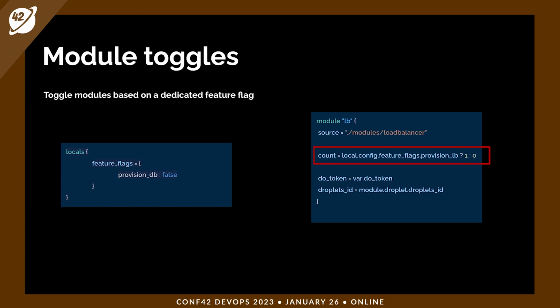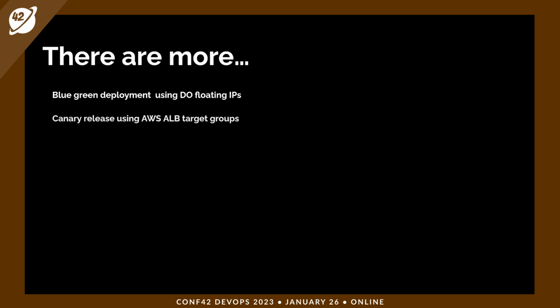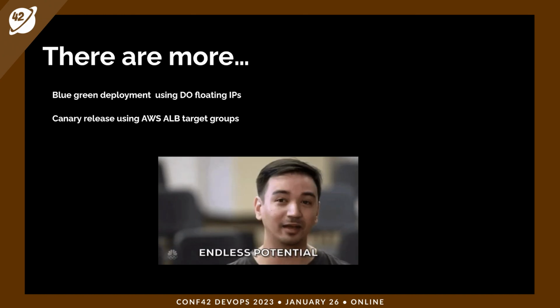The usage is similar to implementing feature flags in a resource. We created a dedicated flag, but instead of passing it to a resource level, we pass the flag directly to the module. And if the flag is set, it will provision the resource. There are other ways you can leverage feature flags, like using them for blue-green deployments using floating IP in DigitalOcean, or if you are using AWS, you can perform canary release using AWS load balancer target group. I mean, possibilities are endless.